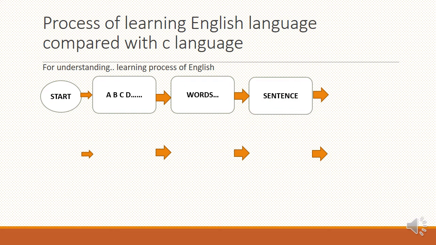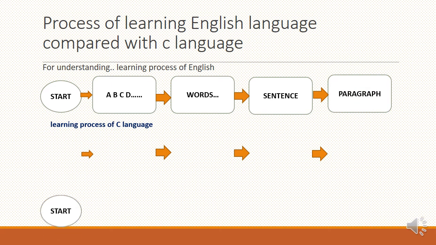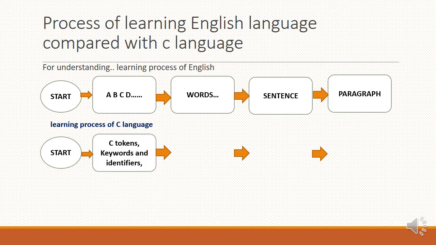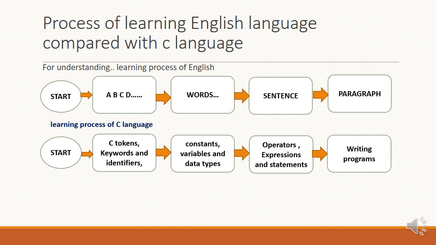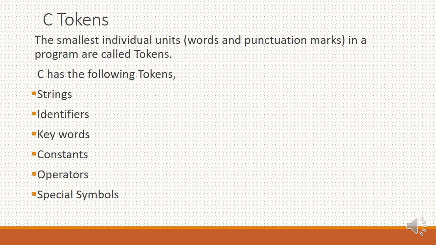This is like the process of learning the English language, and I am comparing the process of learning the English language with the C program. Here, first we are studying the ABCD of the C language. So what are the ABCD of the C language? C tokens, keywords and identifiers are the ABCD of the C language. Let us learn one by one.